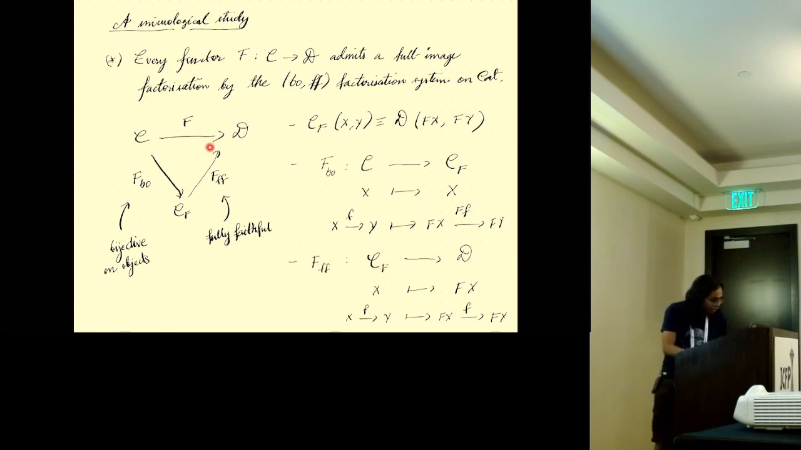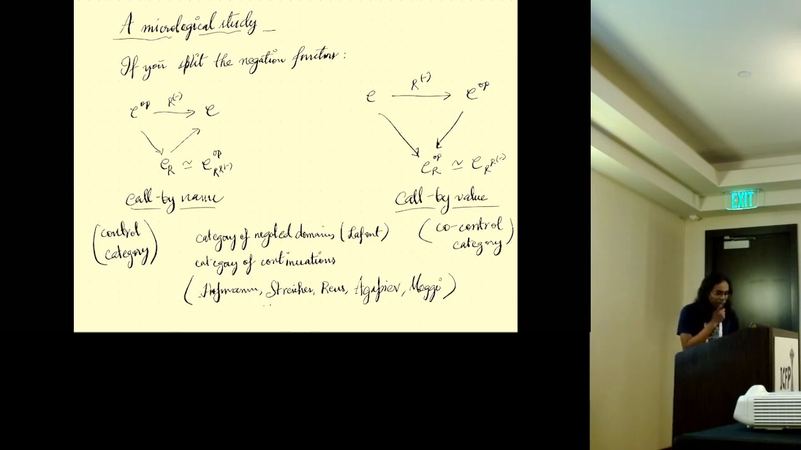So F going from C to D gets split into two. This is the full image factorization, and up to isomorphism, this has a universal property. Now I want to look at the negation functor and apply this factorization, which means I'm splitting up negation on the types, the objects, and on the morphisms. Essentially, if you split the lower negation functor, you get CR. And if you split the upper negation functor, you get CR op.